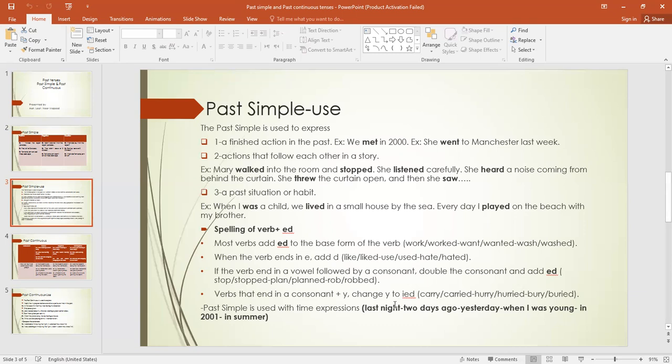الأفعال اللي تنتهي بحرف الواي وهذا حرف الواي مسبوق بحرف صحيح تقلب هذه الواي إلى I ونضيف ed. Carry, carried, hurry, hurried, bury, buried.